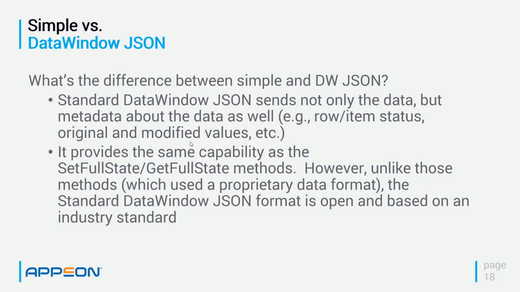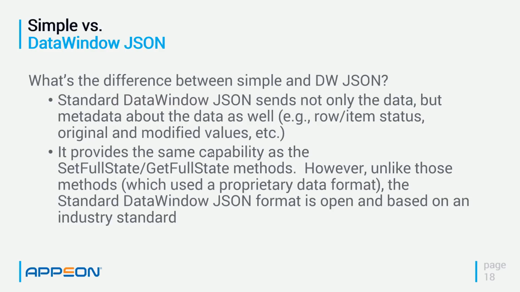So with JSON, there's actually been two JSON formats that are now supported. The first one is called Simple JSON, and that's the JSON that you typically see anytime you're dealing with JSON. It's name-value pairs. If it's coming from a data window, it's going to be an array of name-value pairs. Other sources might provide structures of those name-value pairs and arrays of structures, that kind of thing.